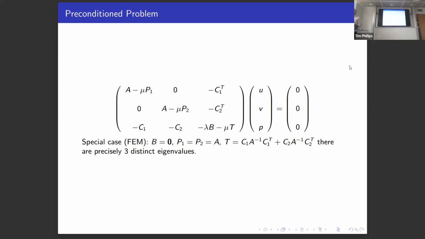Okay, so just rearranging that equation, we get the following. We want to find the values of mu. Now, in the special case where you're dealing with the finite element approximation, and b is equal to 0, and if you choose P1 and P2 to be the finite element stiffness matrices, and T to be the shear complement, then Elman, Silvester, and Wathen have shown that there are precisely 3 distinct eigenvalues. So if you were able to perform exact arithmetic, conjugate gradient would converge in 3 iterations.